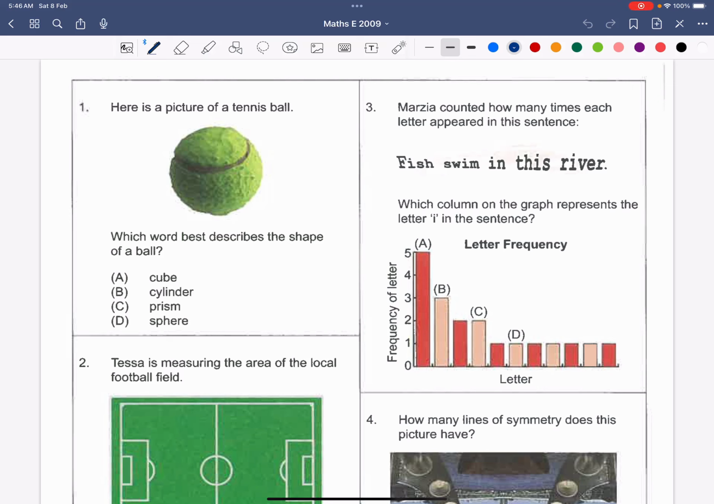Okay, so we're going to do one of the ICAS tests, and this is a very good preparation for the GATE assessment, the math component. So let's start. Question 1, here's a picture of a tennis ball. Which word best describes the shape of a ball?